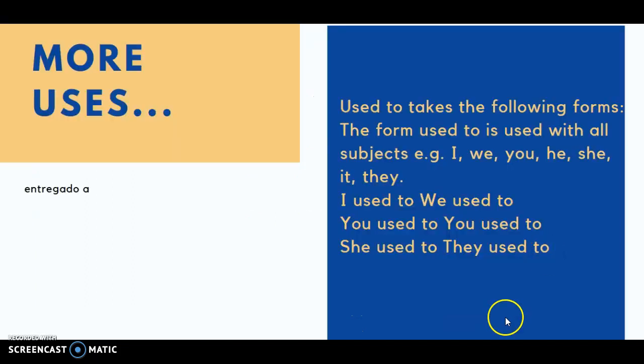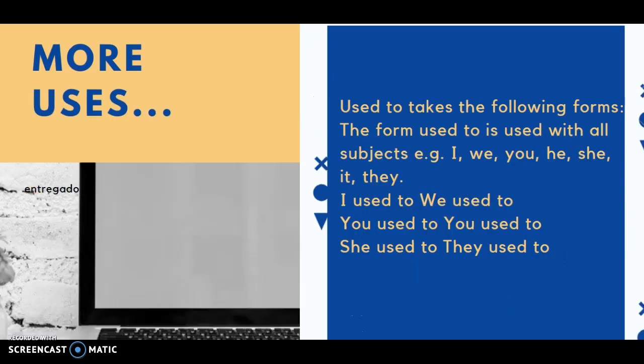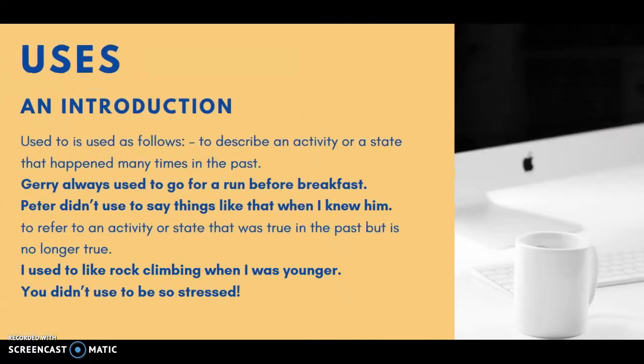Okay, continue. Used to is used as follows: to describe an activity or a state that happened in the past. Okay, to refer to an activity or state that was true in the past but is no longer true. I used to like rock climbing when I was younger. You didn't used to be so stressed.